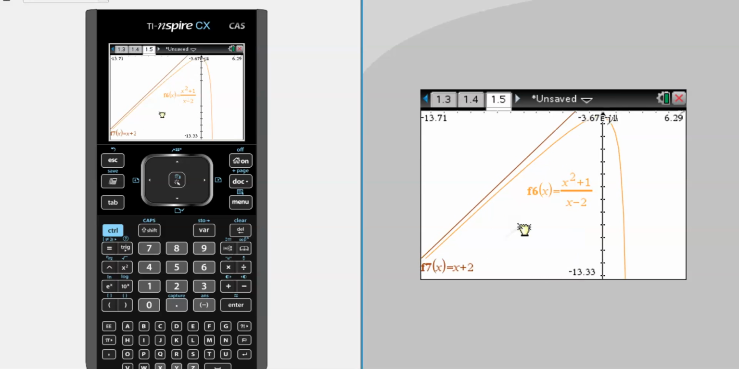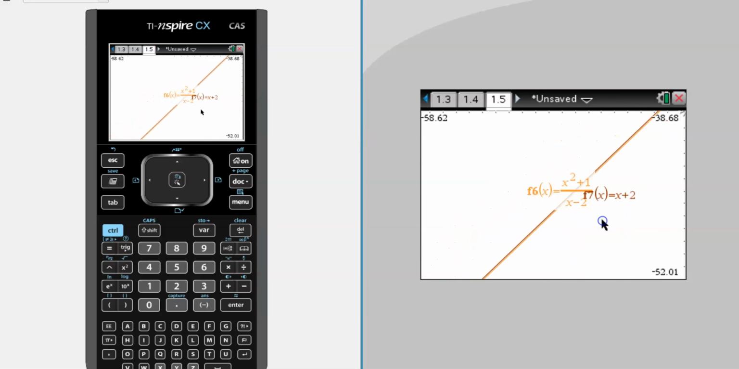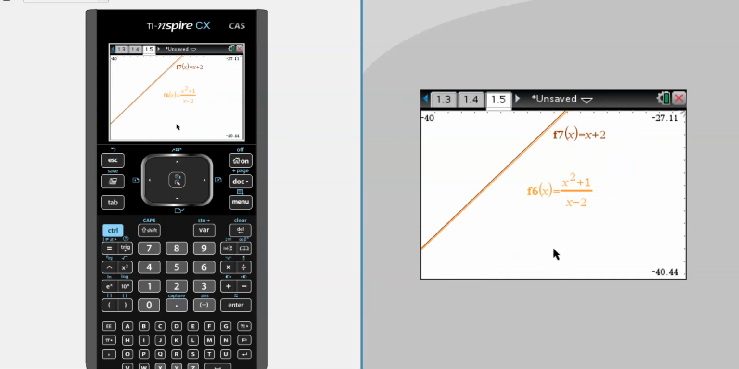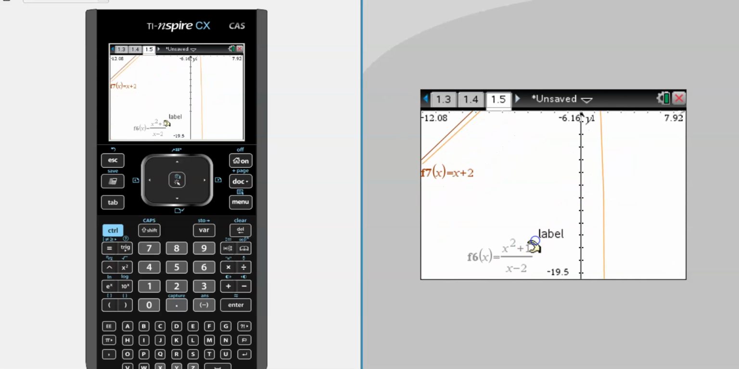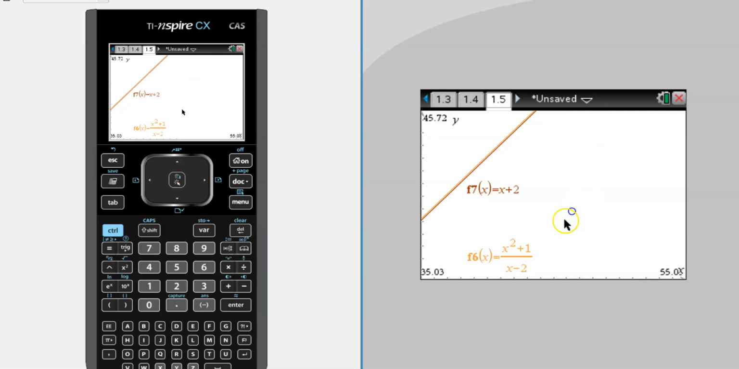Now they're looking like they're lining up. And look, they get pretty close where they're practically the same line as x gets really big. If I go the other way, it lines up, gets closer and closer and closer.